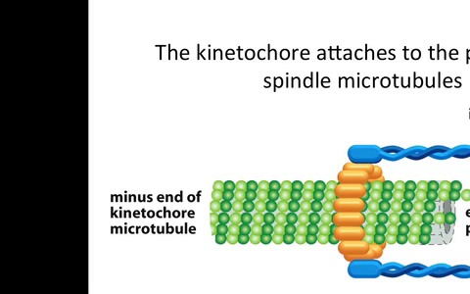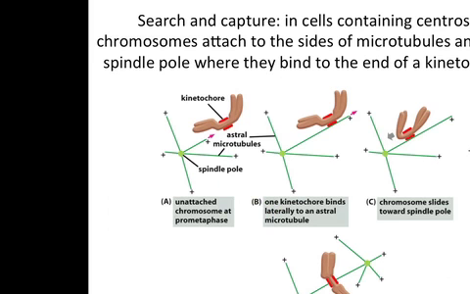So another thing to keep in mind is the cell needs to attach microtubules to chromosomes correctly, right? And that's sensed by sensing the tension between microtubules and the sister chromatids. And so what do I talk about?